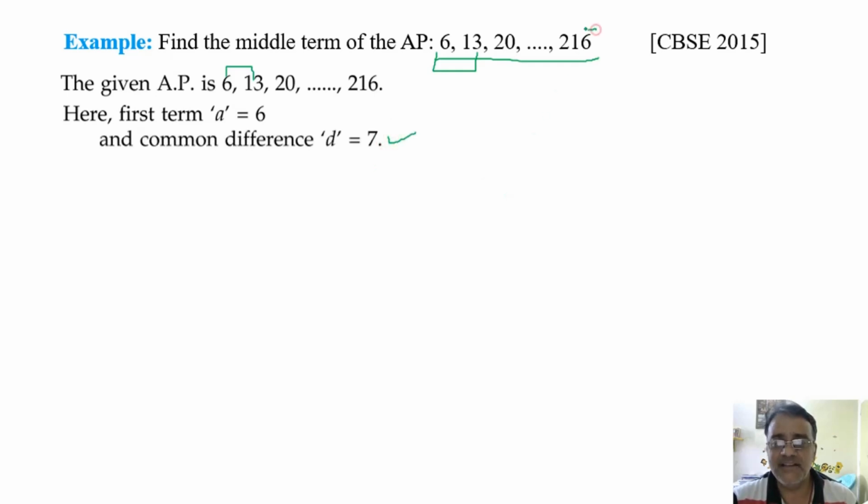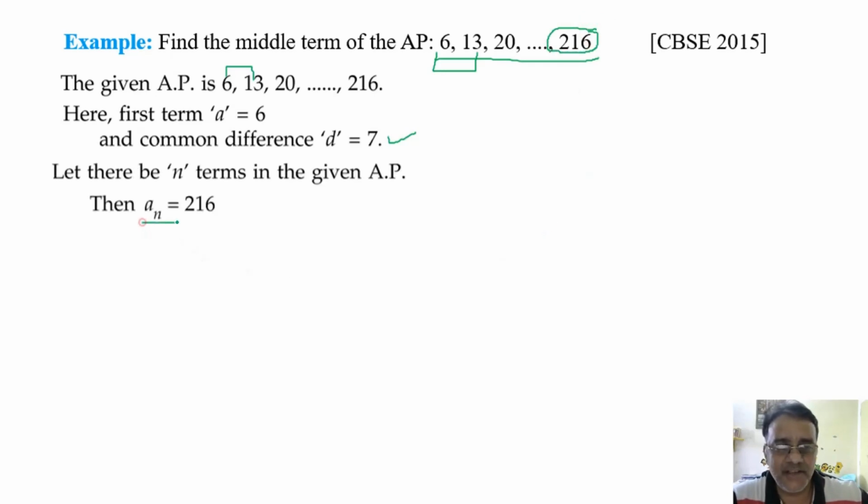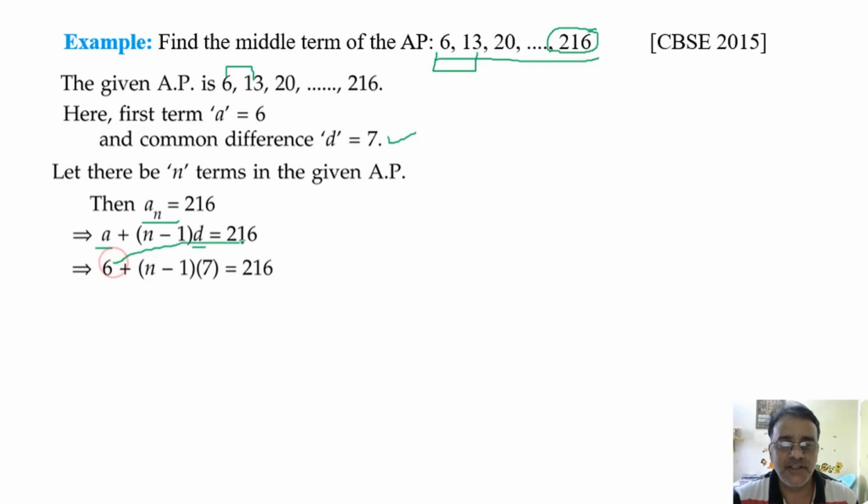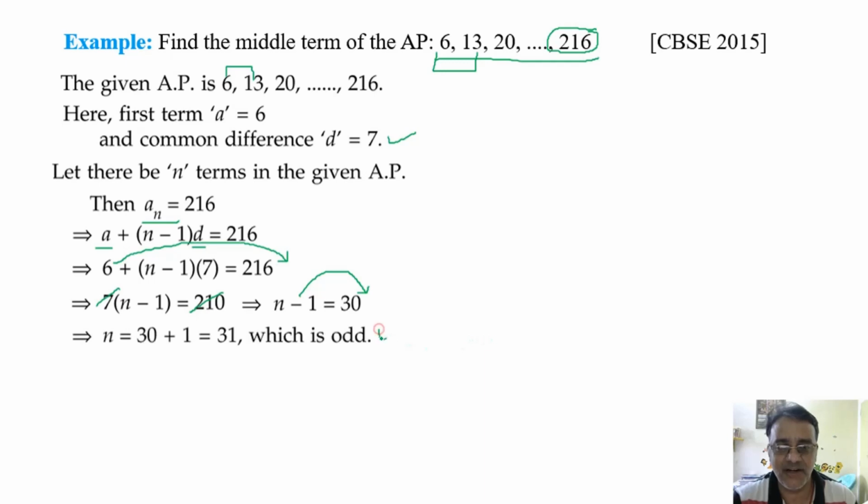Now let the nth term, that is An, be equal to 216. What is an? A plus n minus 1 into d is equal to 216. We'll substitute the values of a and d here. That is 6 plus n minus 1 into 7 is equal to 216. Now shift 6 to this side, minus 6. So we'll get 210. Now 210 is divisible by 7. So what are we going to get? 30. What is the final answer of n? If you shift minus 1, 31. Right, 31 is an odd number.